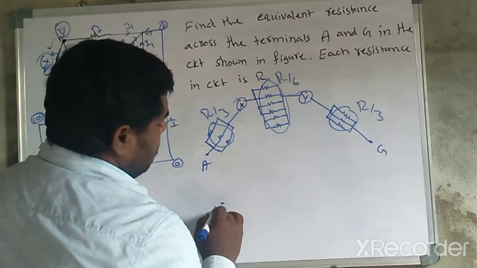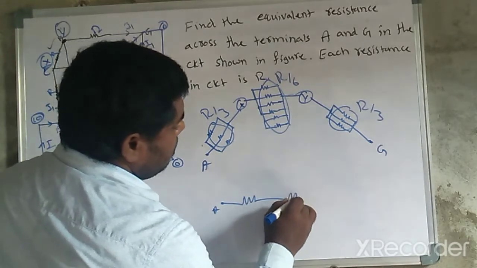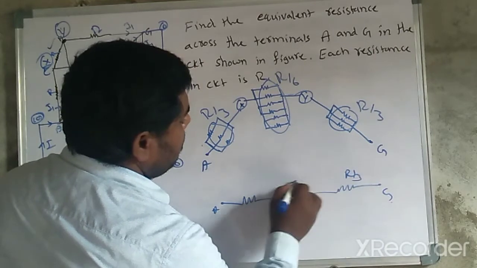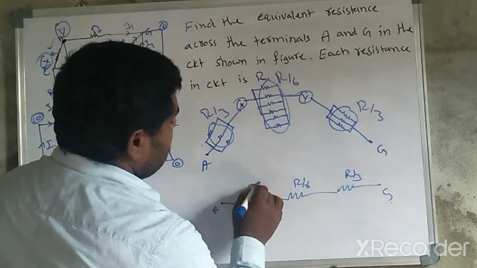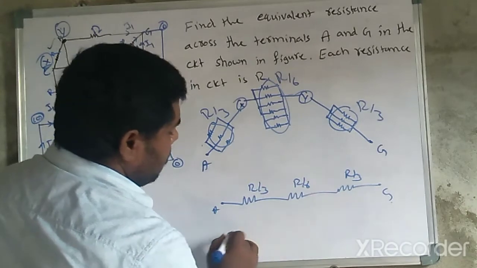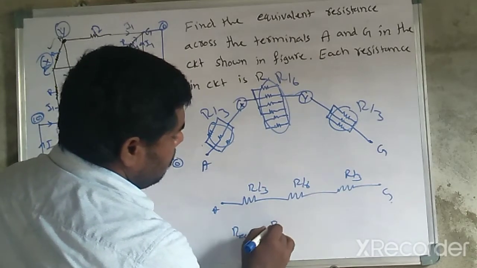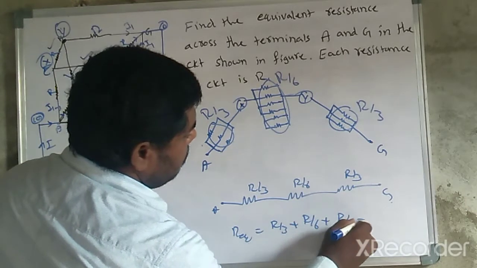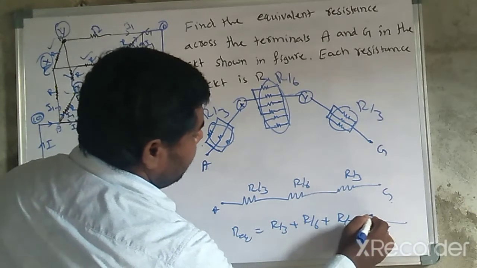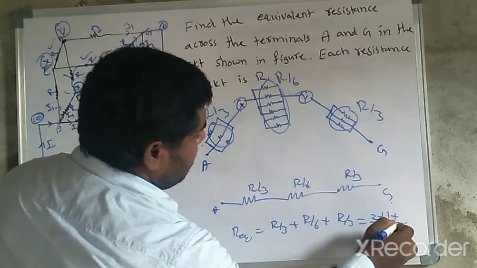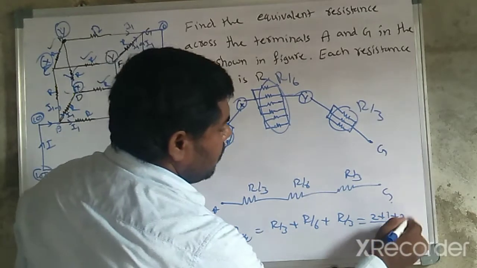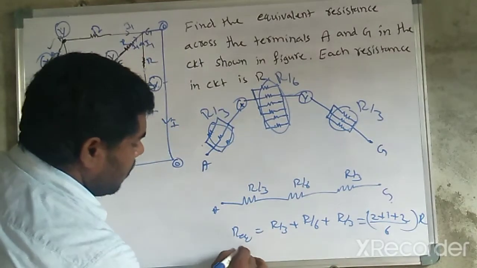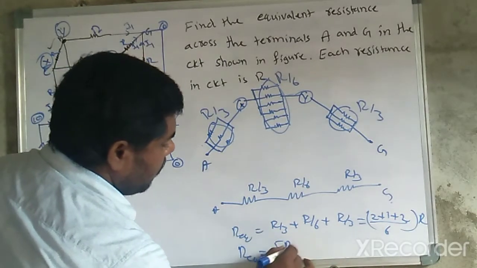Here it is a series combination. Here R by 3, here R by 6, here R by 3. So the equivalent resistor R equivalent is equal to R by 3 plus R by 6 plus R by 3. Taking the LCM, 6, we get (2 plus 1 plus 2) R. So the total R equivalent is equal to 5R by 6.